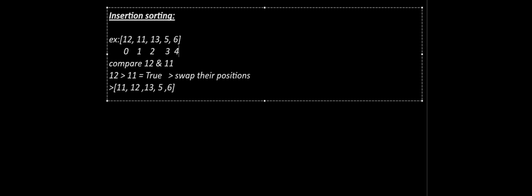So what I'm doing here is just comparing the first two elements and checking whether the first element is greater than the second element or not. That's it. If the first element is greater than the second element, then just swap those two.